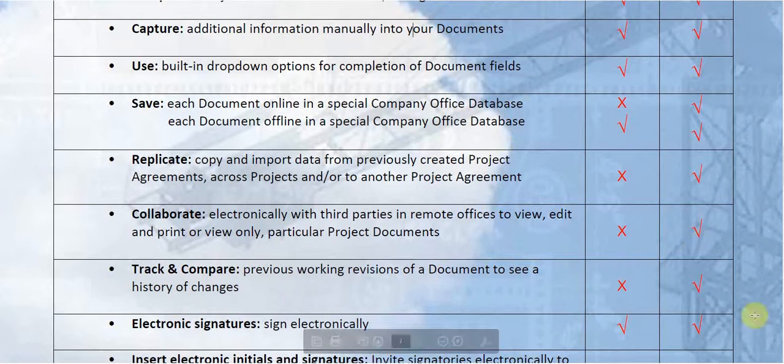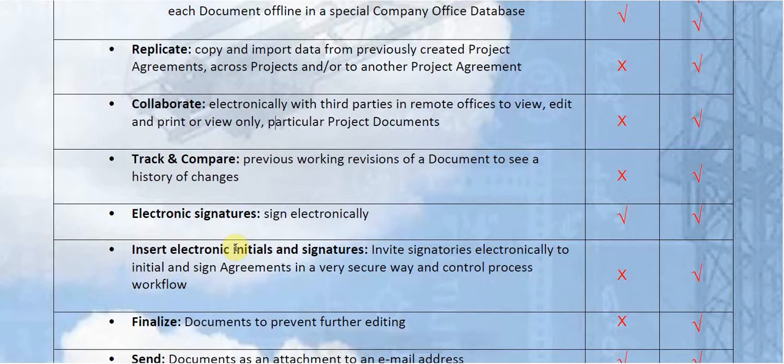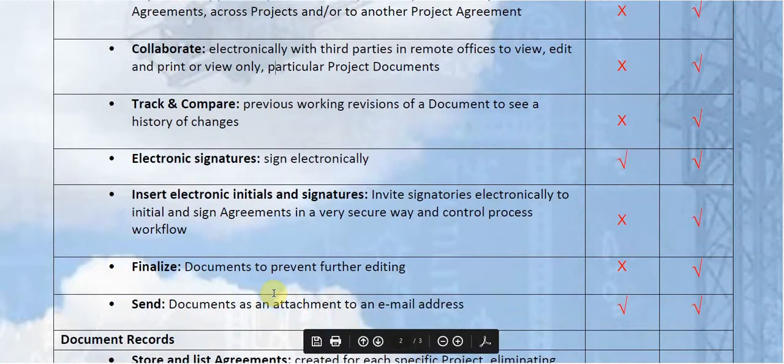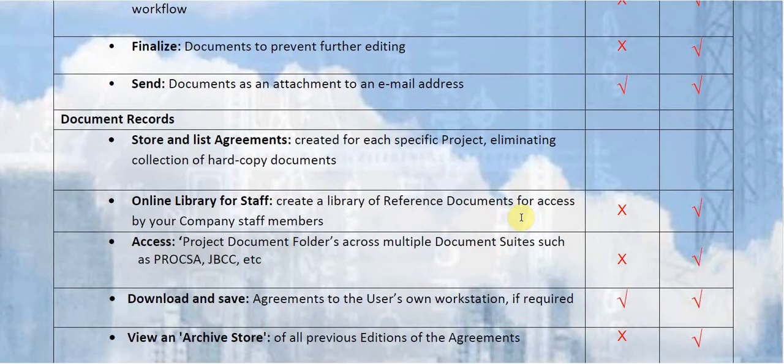Another facility of the Pro Suite is electronic signatures, or a facility to manage the signing of agreements electronically. You can finalize and close off documents and protect them from being edited at a later point in time. Also, storing of your reference documents in a library for access by your staff members, as well as an archive store of all the previous editions of the various document suites.